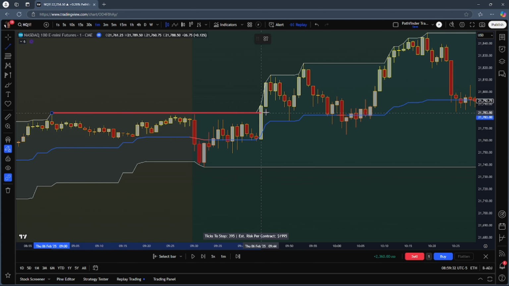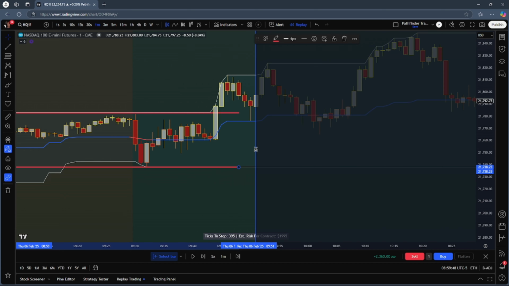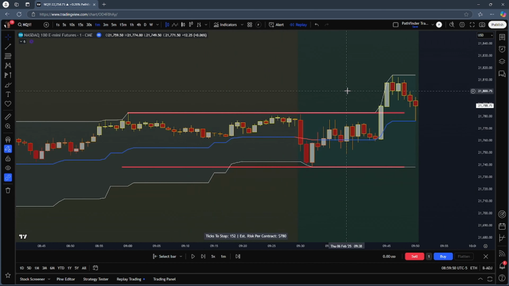So right here, market makes a high. You have your channel high. In here, you had your channel low. Okay. Market breaks out to the upside. You're looking at this, your alert goes off. You're looking for an entry. Your entry is on this candle right here.